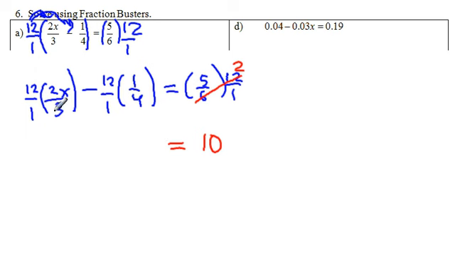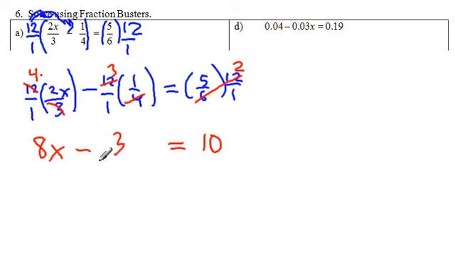So in this case, I'm going to do 12 divided by 3 is 4. Then multiply the pieces left over. 4 times 2x is 8x. For the second term, we have 12 divided by 4 is 3. And then 3 times 1 is 3. Done. In one step of fraction busters, the equation is much simpler.